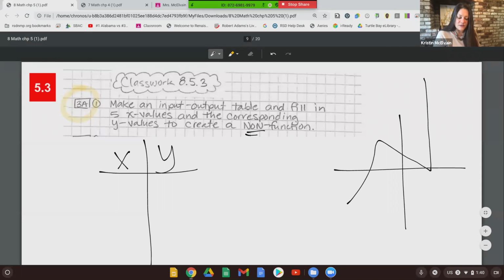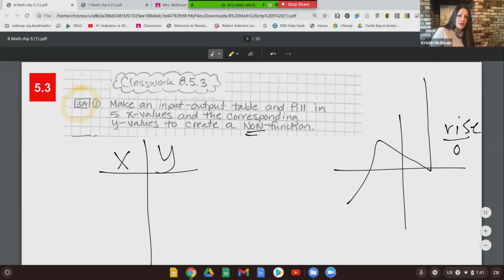For our rise over run, this would have a run of 0. And then Y would just keep going up. So this would be our rise. But remember, if we had a denominator of 0, it's that dirty math word, undefined. And we don't want to do that. So that makes it a non-function. Okay, so we just need to have the same X value with different Y values.